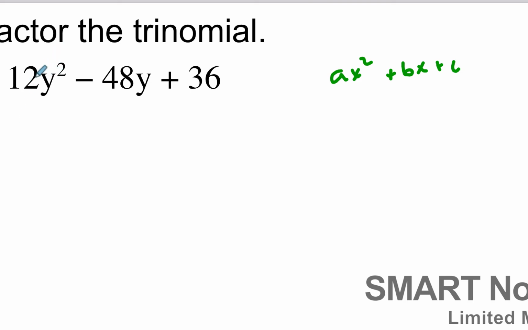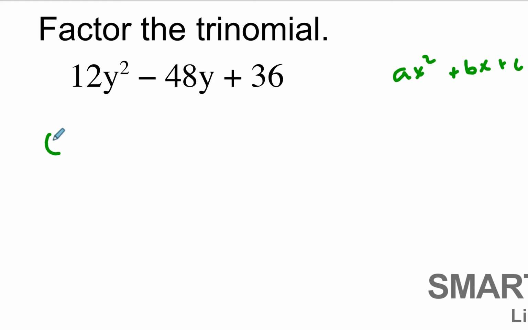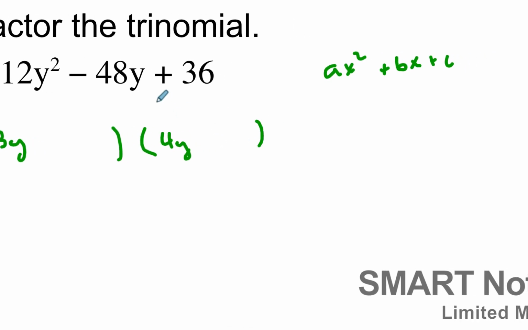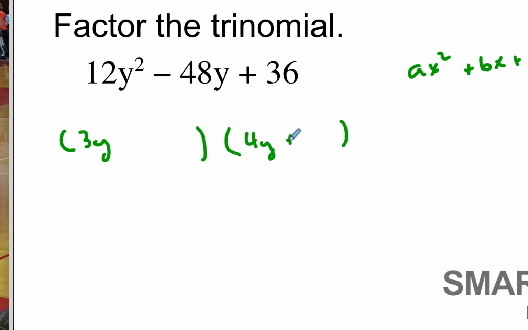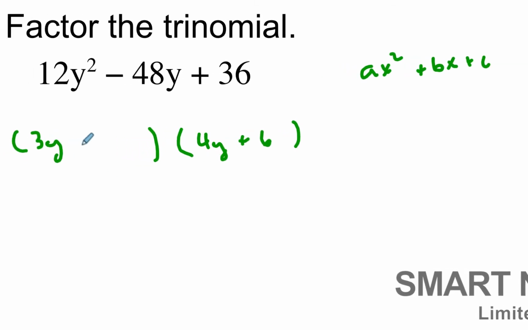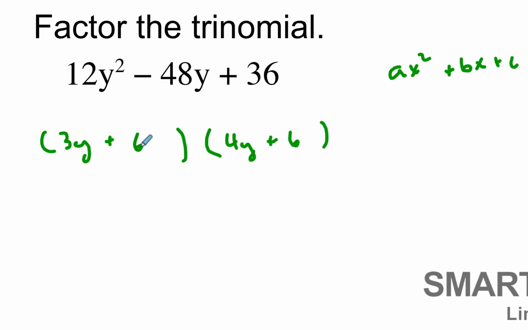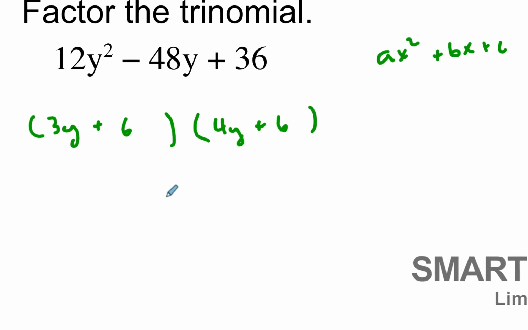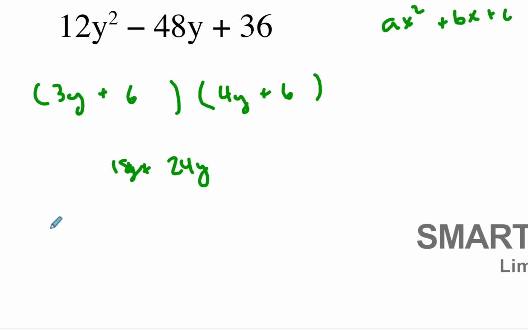I know my first term has to be 12y squared, so I could get that by doing 3y. And over here, I could get that by doing 4y, and now I have 12y squared. This term over here has to be 36, so I know I can get that by doing plus 6 and plus 6. And therefore, I've got 36 on the last, and I've got 12y squared on the first term. This middle term is negative 48y, so let's see, that's 24y, and then that's 18y, but that's not going to give us 48y. It looks like this should be a negative value. So let's try it as a negative value.